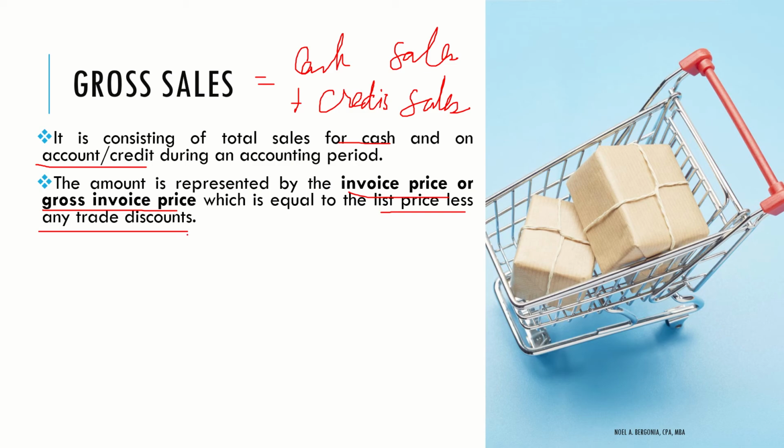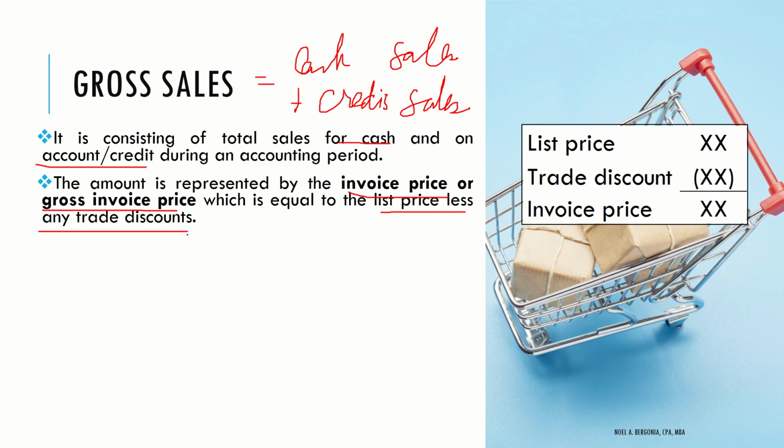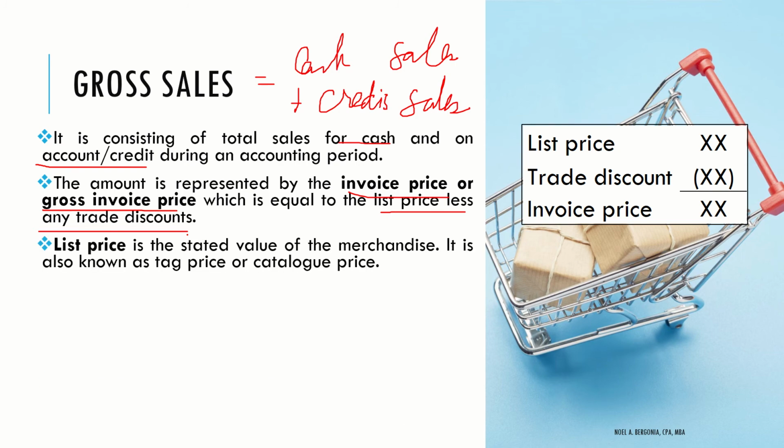Sir, ano po ulit yung list price? So, when we talk about list price, okay, that is the stated value of the merchandise. So, kung magkano yung merchandise in the tag price or the catalog natin, then that would be our list price. Halimbawa, pumunta ka sa grocery store, nakalagay doon sa stante, 100 peso for, let's say, a can of good. So yun po yung kanyang list price, the catalog price or the tag price.